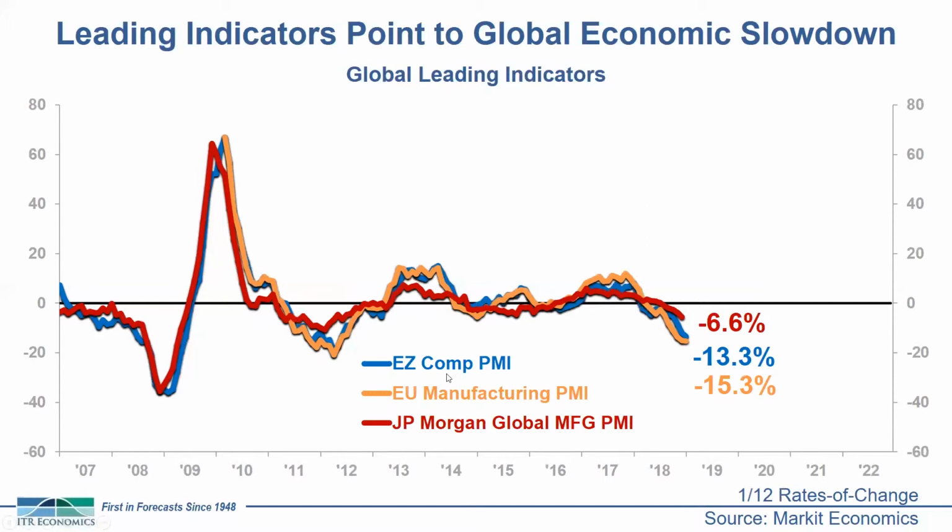So here, the Eurozone Composite PMI Index, on a 1/12 rate of change basis, is currently at minus 13.3%. The Eurozone specific manufacturing purchasing managers index is now at minus 15.3%, and the JP Morgan global manufacturing PMI shows a negative 6.6% contraction on a month-over-month basis, which matters because the European Union and certainly the European manufacturers rely on global trade and on exports quite a bit more than we do here in the United States. And that certainly paints quite a disfavorable picture of what the manufacturing sector in Europe and certainly the industrial economy in Europe overall can expect as we go through 2019.